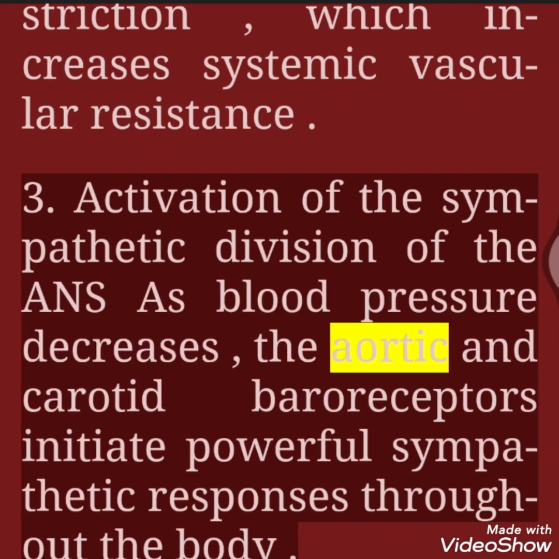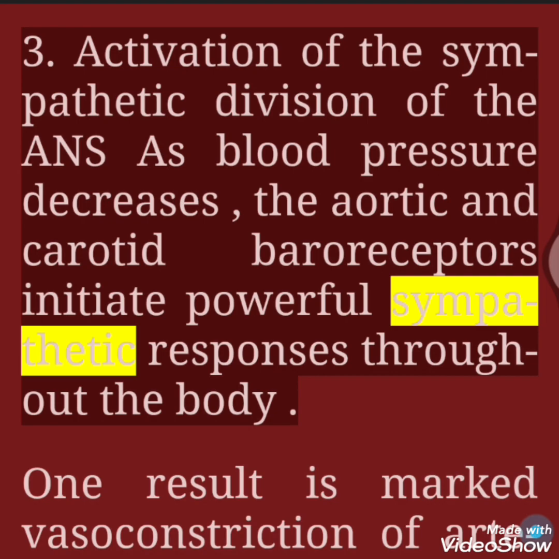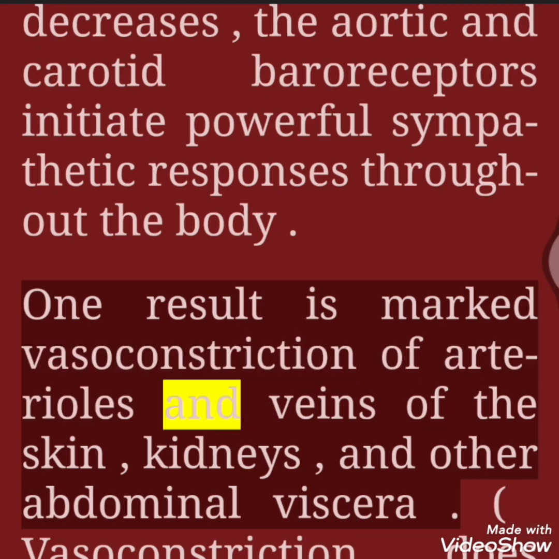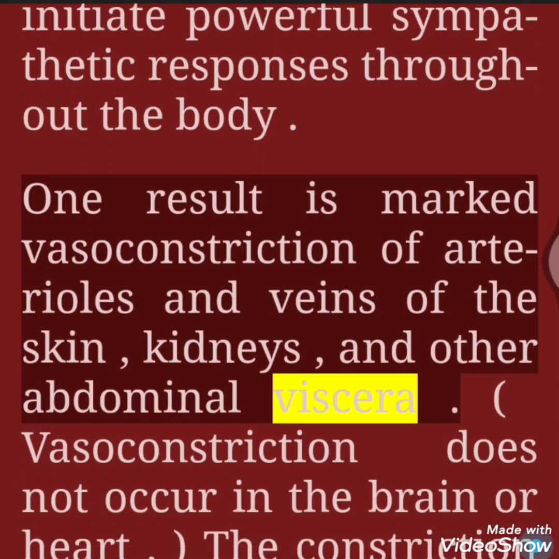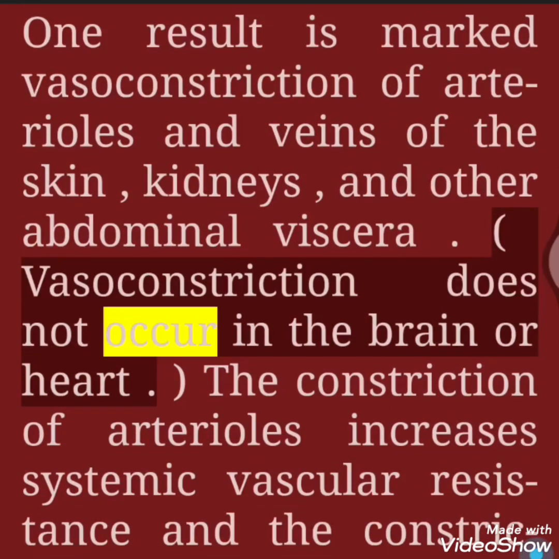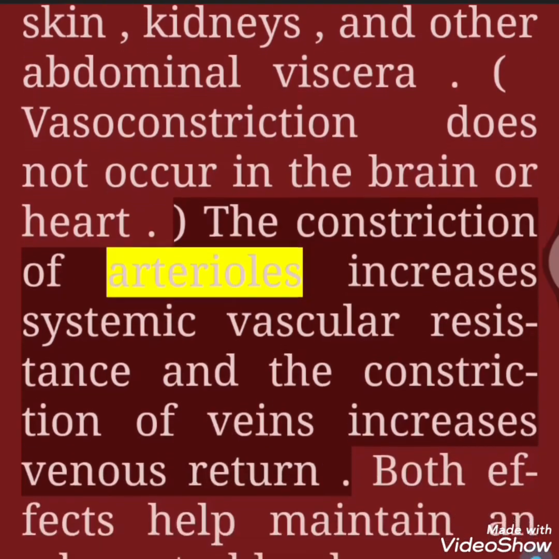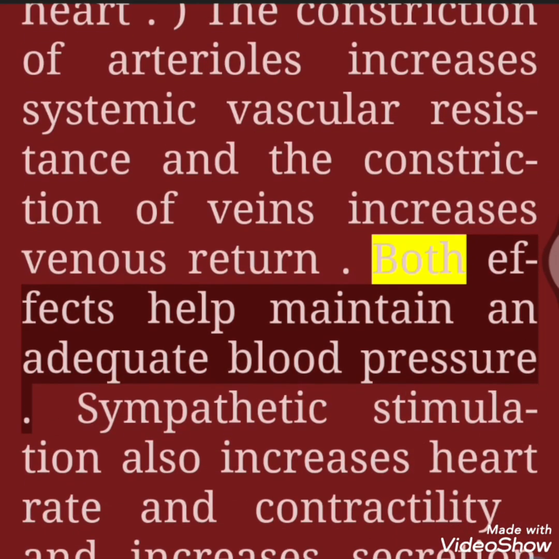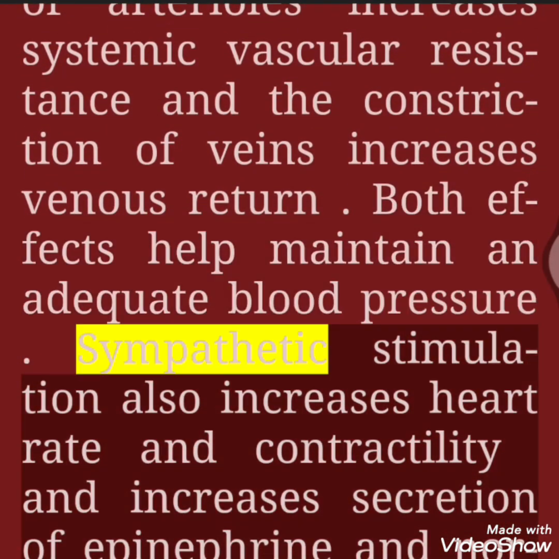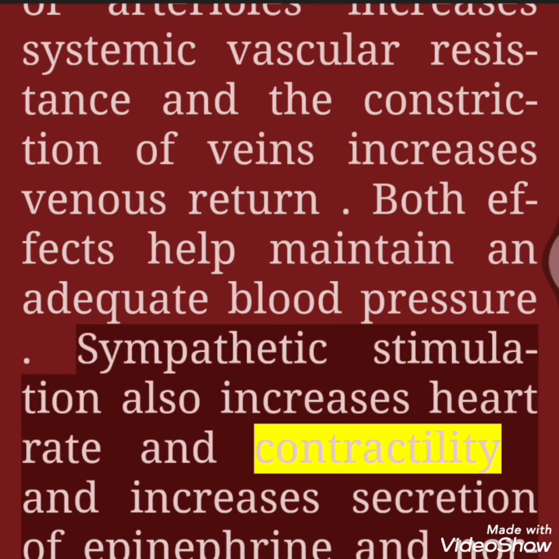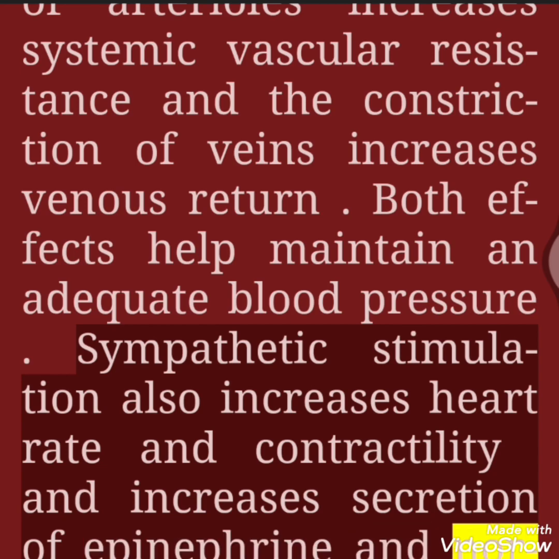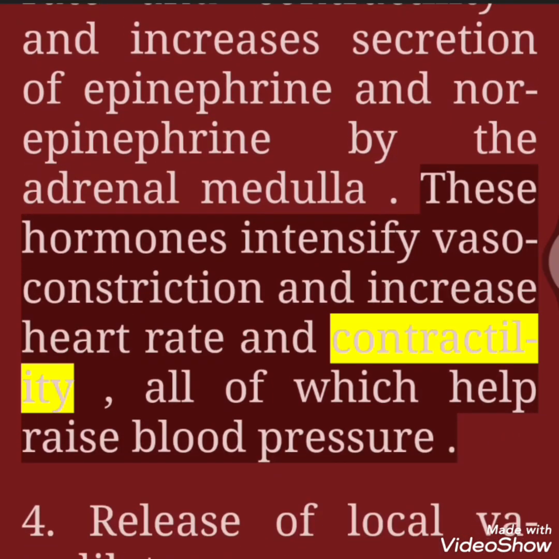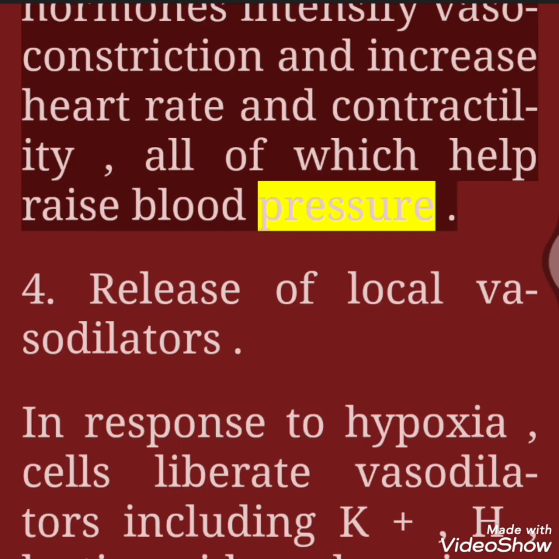As blood pressure decreases, the aortic and carotid baroreceptors initiate powerful sympathetic responses throughout the body. One result is marked vasoconstriction of arterioles and veins of the skin, kidneys, and other abdominal viscera. Vasoconstriction does not occur in the brain or heart. The constriction of arterioles increases systemic vascular resistance, and the constriction of veins increases venous return. Both effects help maintain an adequate blood pressure. Sympathetic stimulation also increases heart rate and contractility and increases secretion of epinephrine and norepinephrine by the adrenal medulla. These hormones intensify vasoconstriction and increase heart rate and contractility, all of which help raise blood pressure.